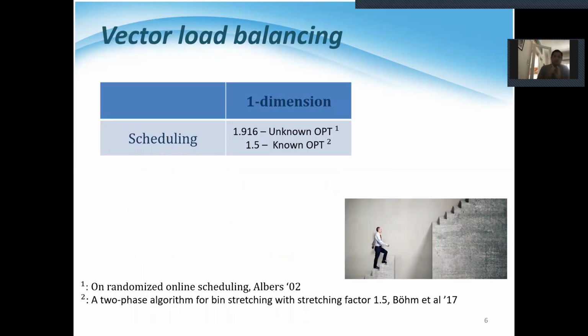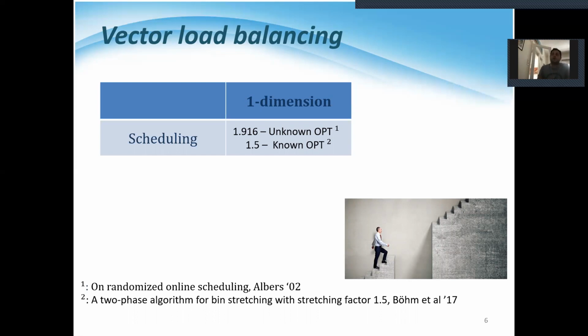So there is a lot of work on vector load balancing for two special and interesting cases. First, the one-dimensional case. It's also called list scheduling or minimizing the makespan. For this, there is a set of results. The best known result for the case of unknown OPT is 1.916 by Albert. And for the known OPT case, the best known result is 1.5. But for both cases, there is a lot of literature about it.